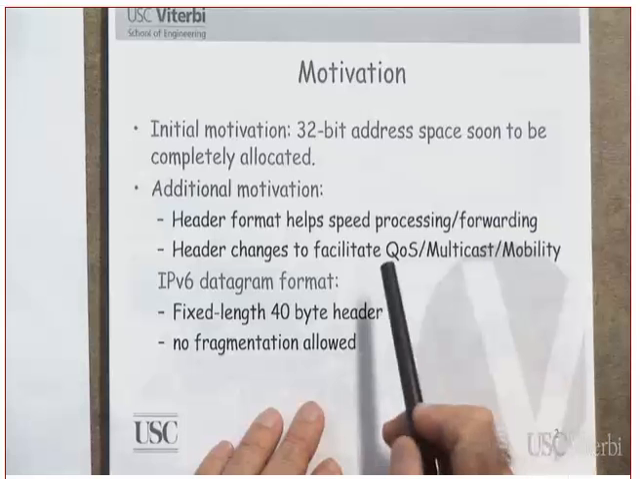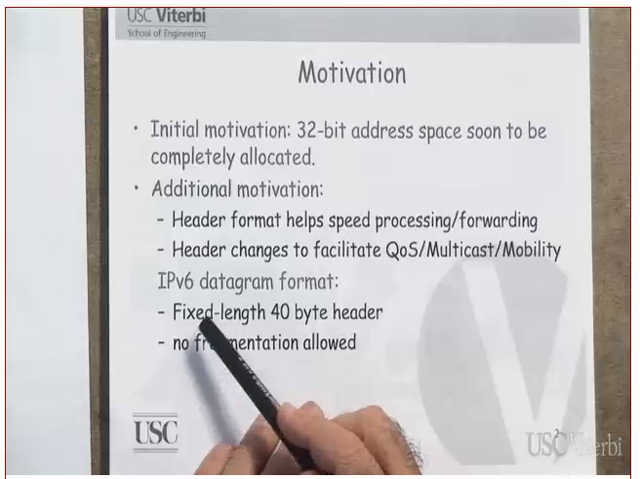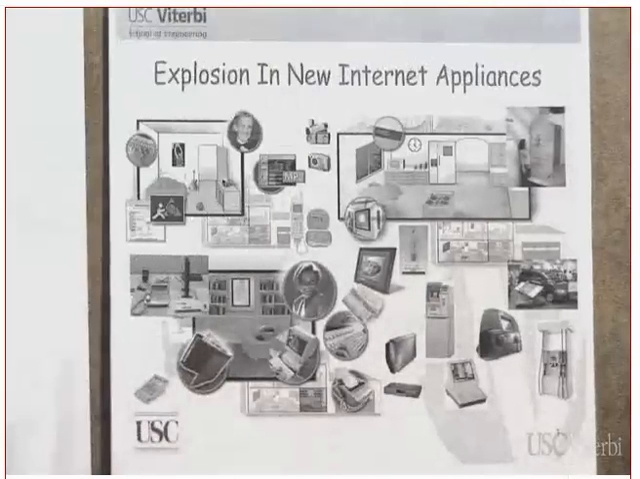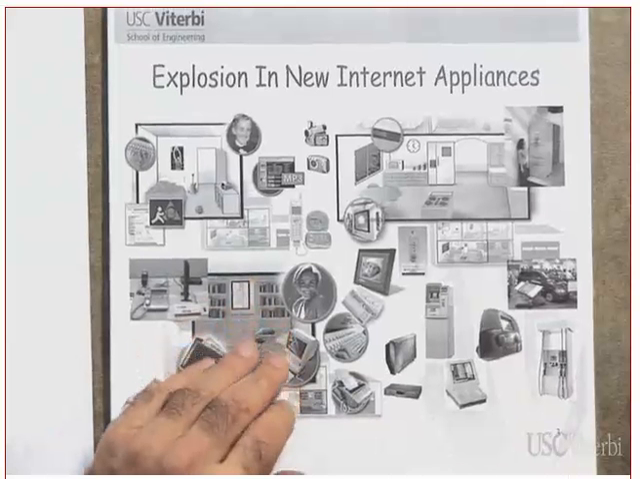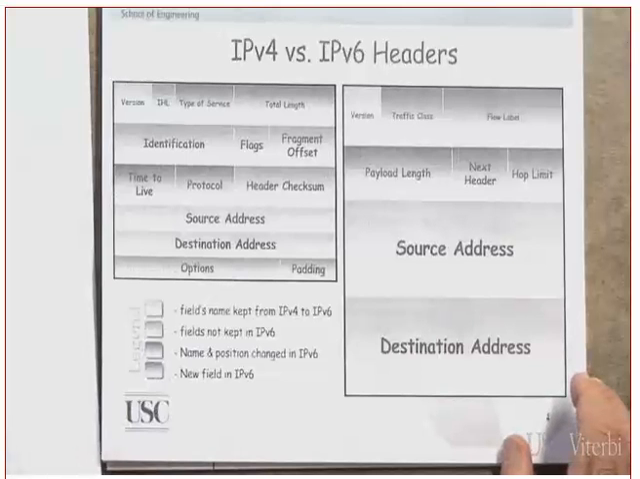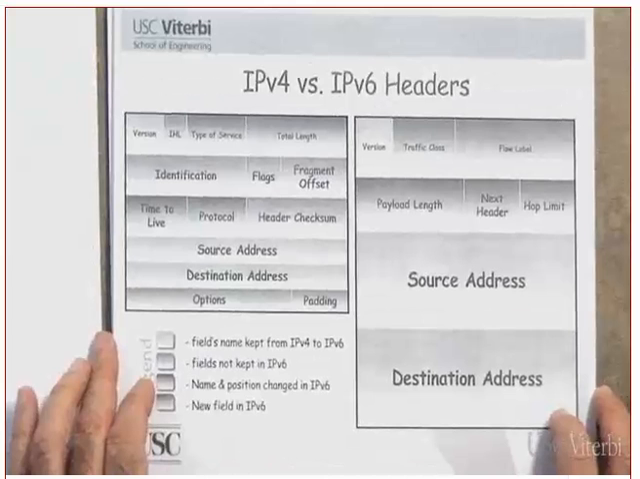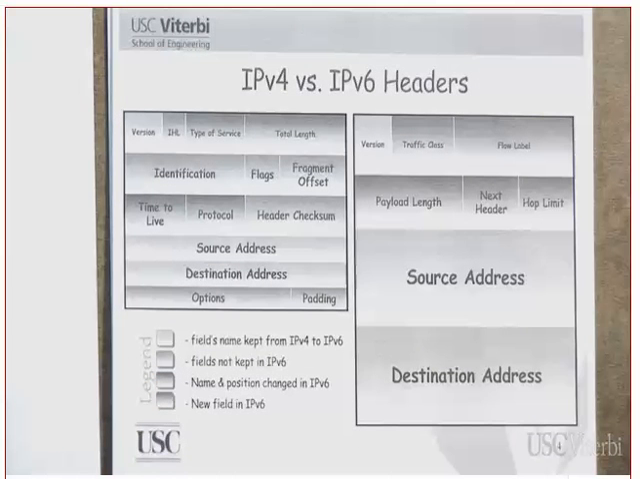Okay. Again, as I told you, the explosion in internet-ready gadgets or devices requires an increase in the address space. Let's look briefly at the headers of IP version 4 versus IP version 6 to see what has happened from one header to another header. Let's compare them side by side so that you can see. Of course, first is the version of the IP. Which version of the IP is it? It's IP version 4 or IP version 6.